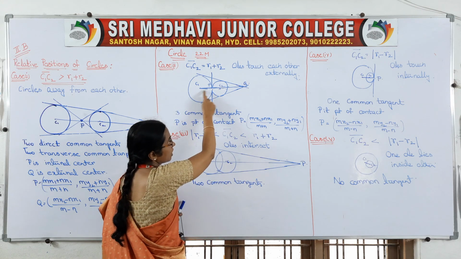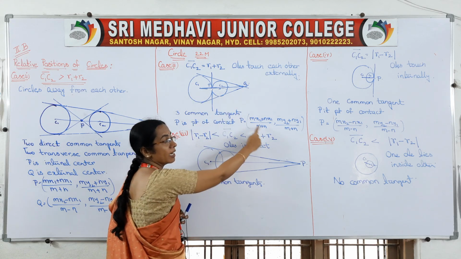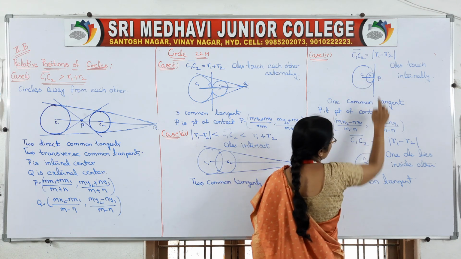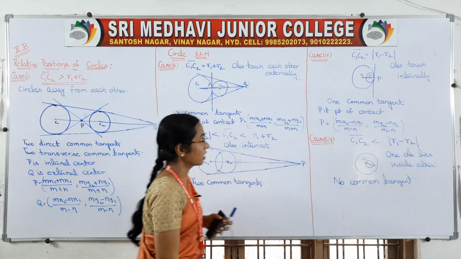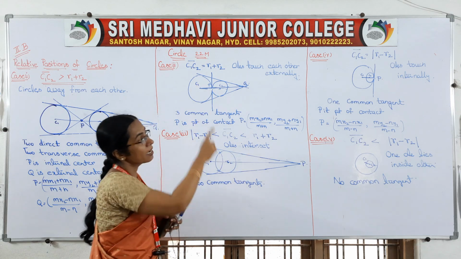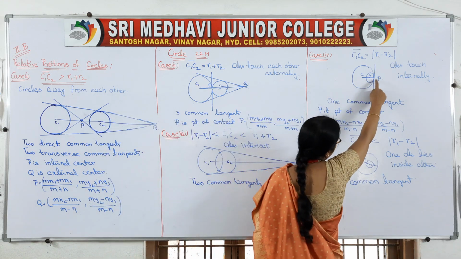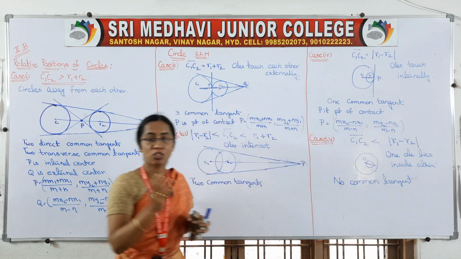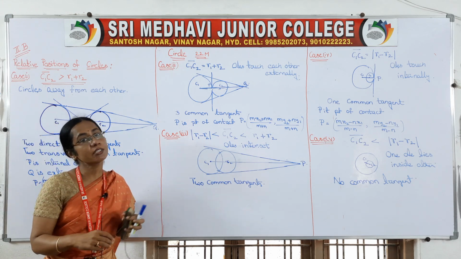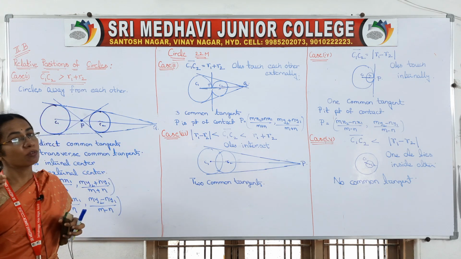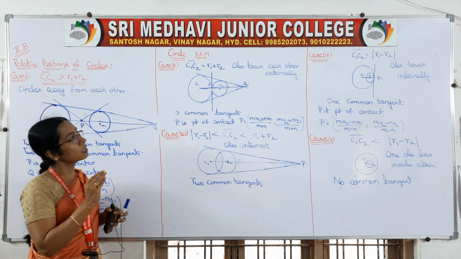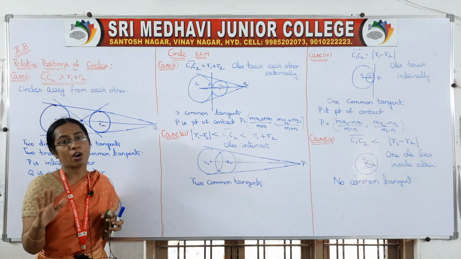P lies in between C1 and C2. That's why internal bisection. P lies outside, external of C1, C2. That's why external bisection. And see, here circles touch externally, P lies internally. Circles touch internally, P lies externally, opposite. Actually they will give 2 circle equations and ask you to show that these 2 circles touch each other and find the point of contact.